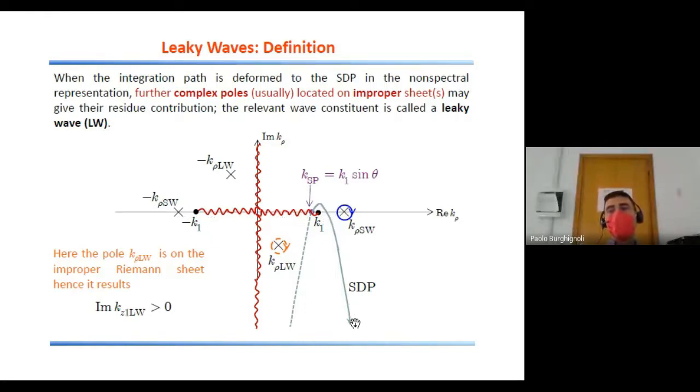Now, since the steepest descent path is partly on the top and partly on the bottom Riemann sheet, the bottom leg, the dashed line here, may sweep across the pole if the observation angle is sufficiently large. Okay, and therefore it captures some pole. But since we are on the improper sheet, keep in mind that now the imaginary part of the vertical wave number, k_z1, evaluated at the leaky wave pole, is larger than 0. Okay, so the radiation condition is not satisfied.